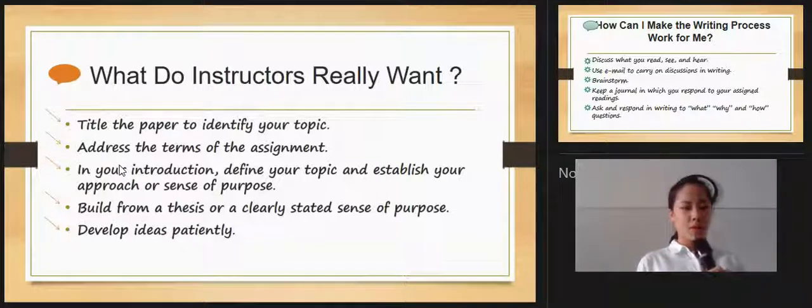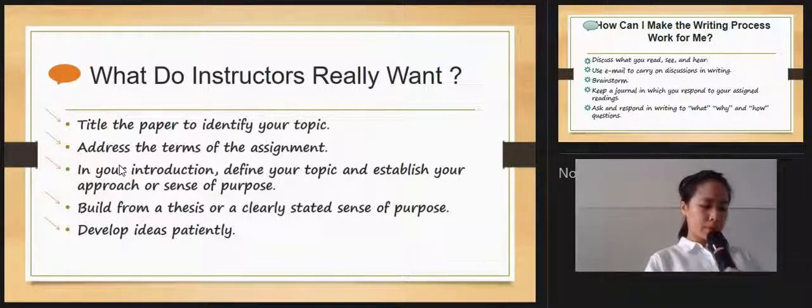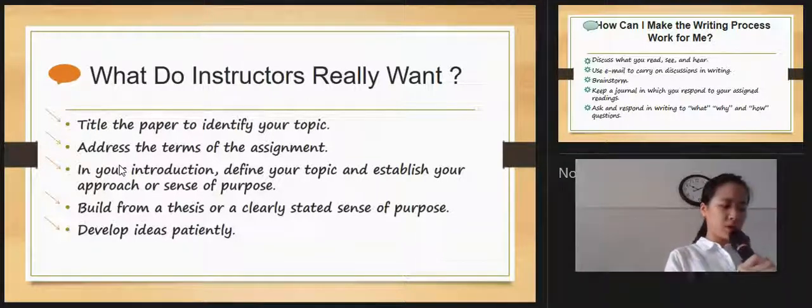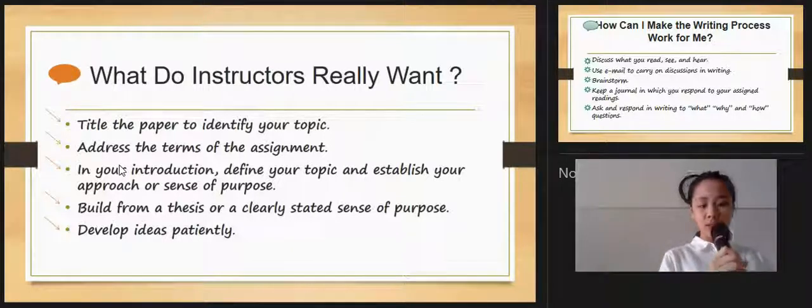Firstly, title a paper to identify your topic. Your title should prepare your reader for what your paper is about and what you argue. Secondly, adjust to the terms of the assignment. For example, if the instructor asks you to argue a point, be sure to make a statement that actually expresses your idea about the topic. Thirdly, in your introduction, define your topic and establish your approach or sense of purpose.